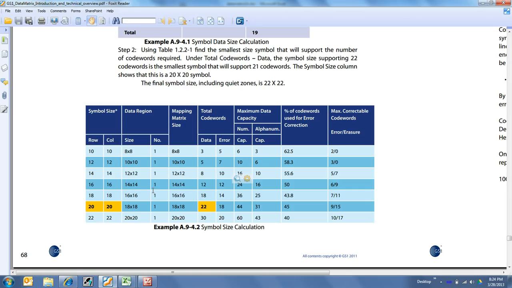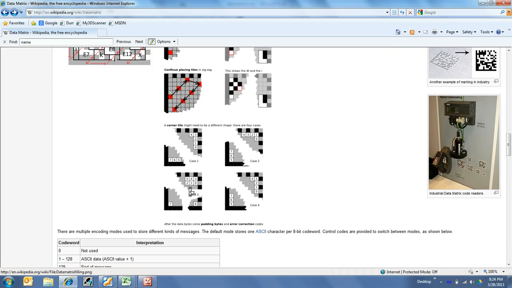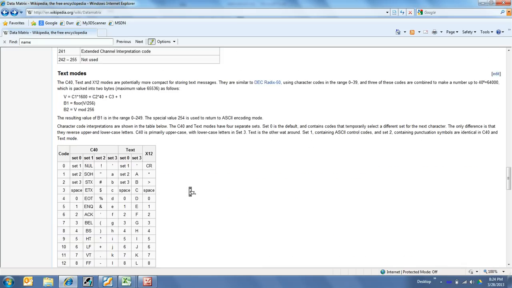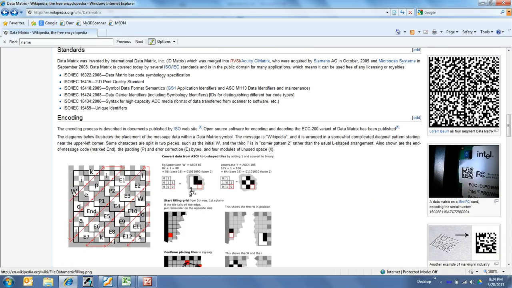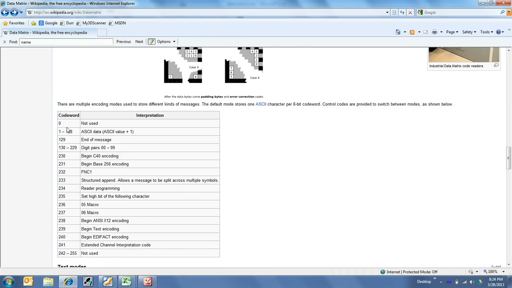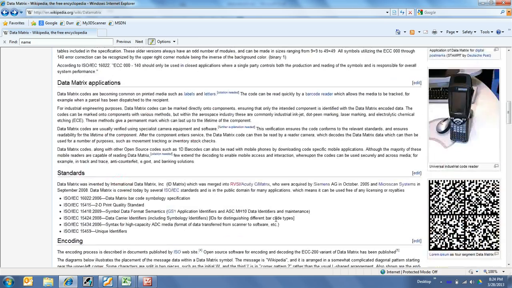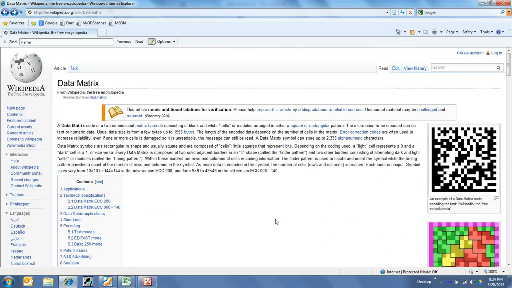So I'll link to this in the comments. You can probably find this. I didn't see this on Wikipedia anywhere, but Wikipedia is also another great resource to figure this out. Right below this great graphic representation they give is the thing I was talking about earlier, whereas 1 through 128 is the ASCII value plus 1, 129 is an end of message, and 130 through 229 is the digit pairs. The rest of the stuff I haven't really seen used, but they reference a little bit more of that down here as well, and how to use it if need be. So there you are, that in a nutshell is how to solve for a data matrix.